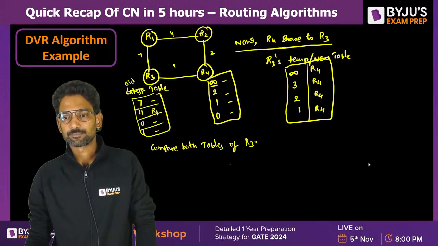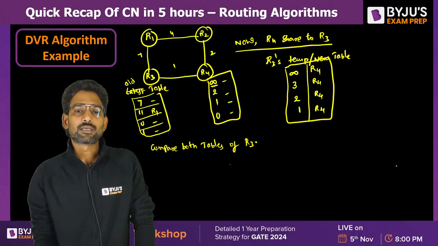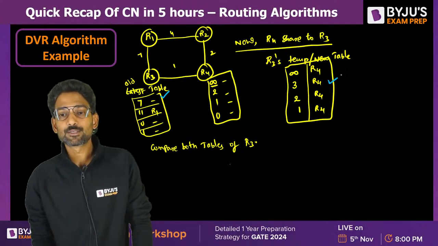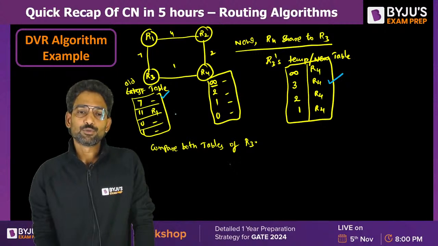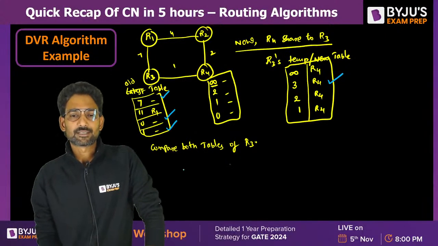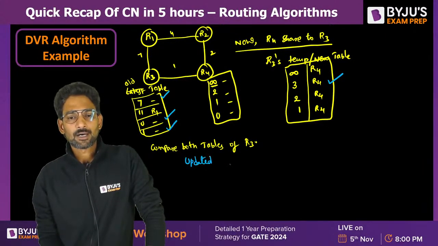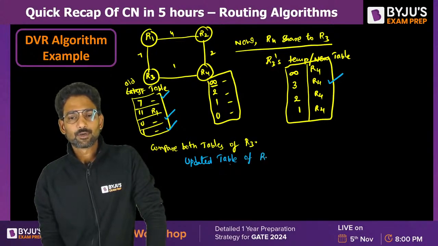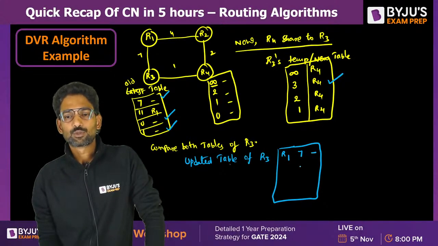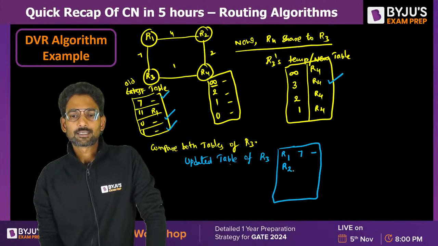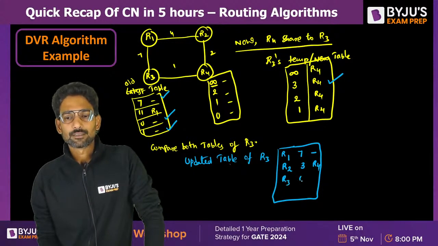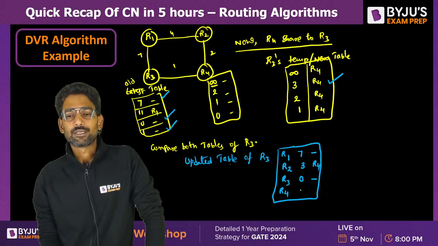Let me select another color. Yeah, 7 and infinity, which is low cost? 7. 11 and 3, which is low cost? 3 is low cost. 0 and 2, 0. 1 and 1, same cost, then keep the old one. So, after comparison, what is the updated table of R3? Updated table of R3 would be R3 to R1, 7 through no node, no intermediate. R3 to R2, it is 3 through R4. R3 to R3, 0. R3 to R4, it is 1.